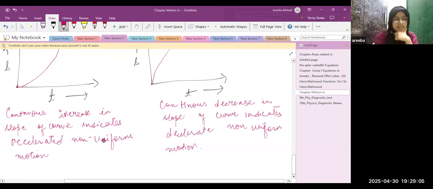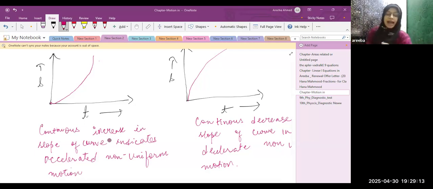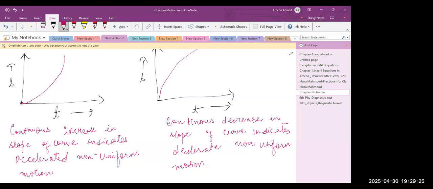So basically in the first one, what is this? Accelerated non-uniform motion. My speed is increasing with time. And in the second one, my speed is decreasing with time. That's why I'm calling it deceleration. Okay, easy. Written both of these, the description of the graph.